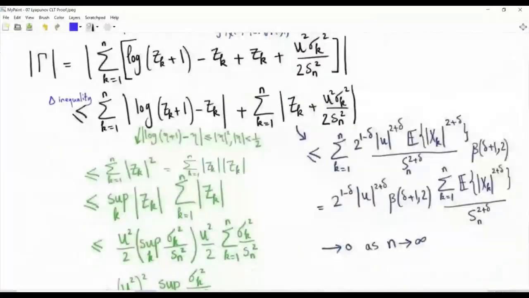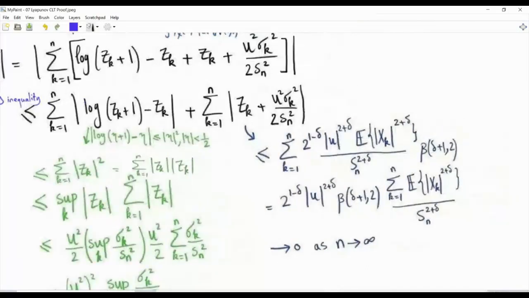Just the last thing to show you is that when you do the upper bound, you will get, for example, something like this. How do you show that this thing goes to 0 as n goes to infinity? You cannot do it. You just assume it, and it becomes a condition in the theorem.